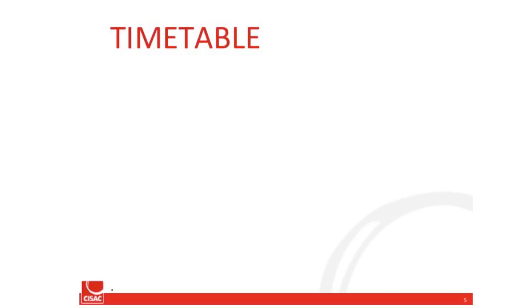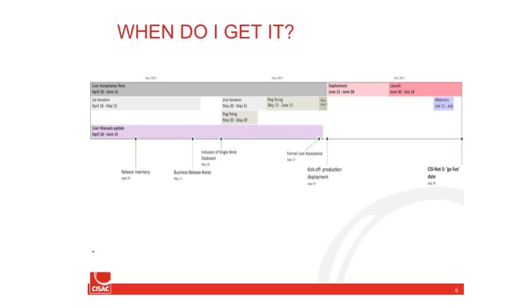Now, in terms of timetable, like I said, we've been through a year of development. In April, we delivered a first release candidate of the product. We went through acceptance testing over the months of May and up till mid-June. Now we're in the deployment phase where societies contributing to CIS-NET are putting in place the software components that are required to run the product at their premises. And since July, we are in the launch phase. Currently, we are going through these webinars, and our go-live date for CIS-NET 5 is scheduled for the 18th of July next week.